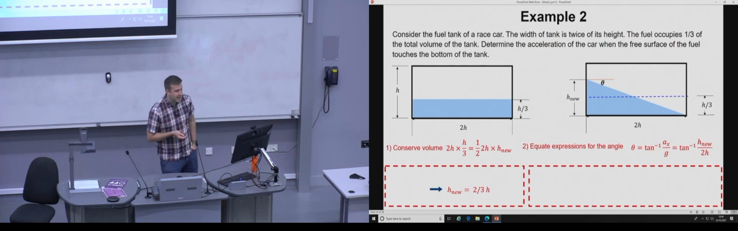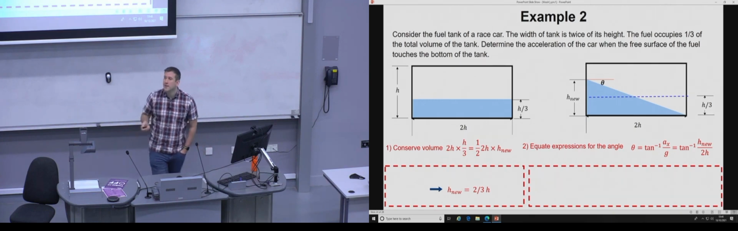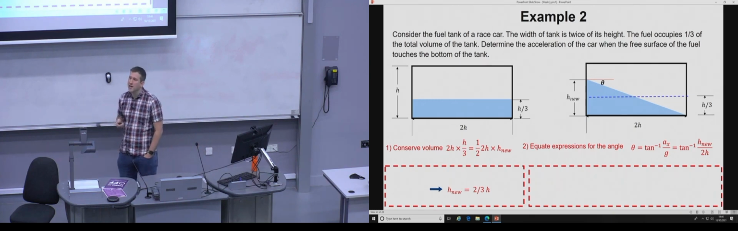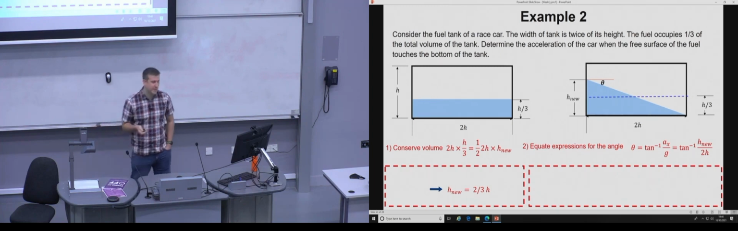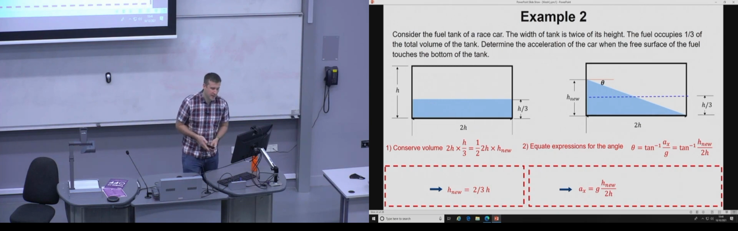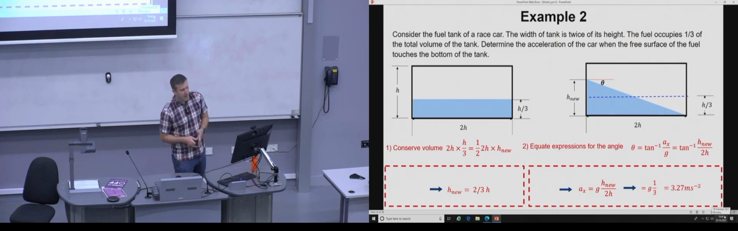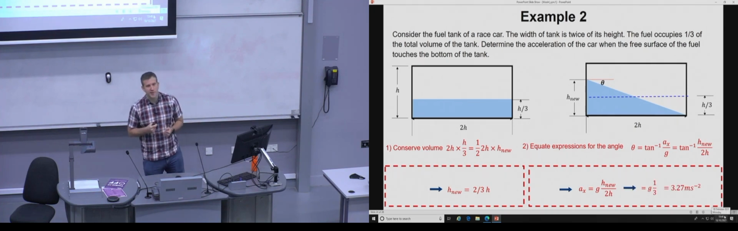Once we have the new height, we can equate this, using the expression that we had on the previous page, directly to the acceleration that must apply in order to result in that condition. So the tans cancel, and we're left with a_x equal to g h_nu over 2h, which gives us 3.27 meters per second squared.